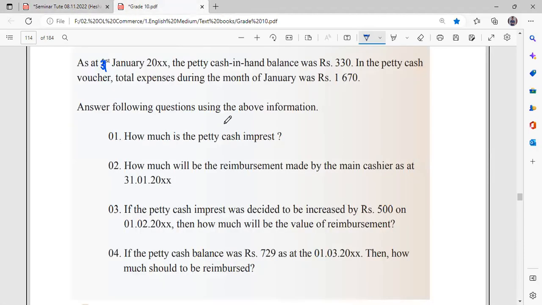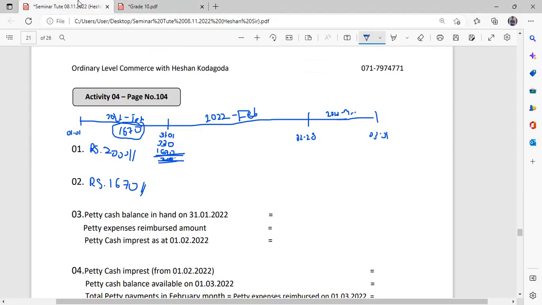So I told you in the cash book, the balance brought forward balances are in the debit side, even in the petty cash book. So now I'm going to prepare the petty cash book after this one. The balance brought forward balances are also on the debit side in the petty cash book.